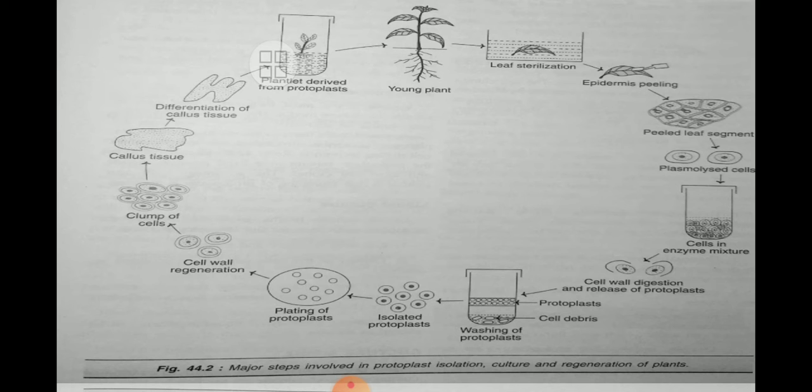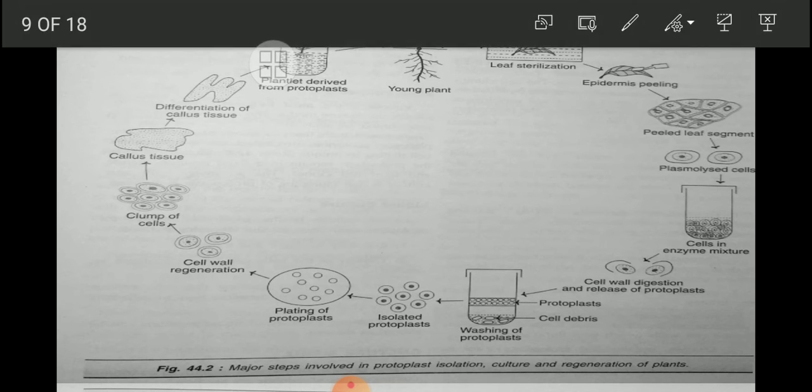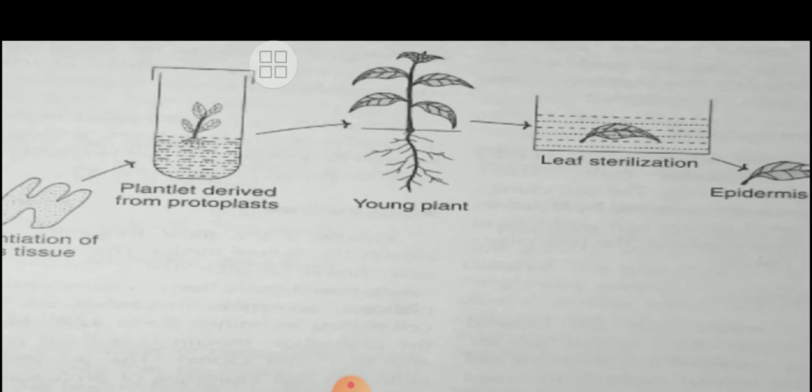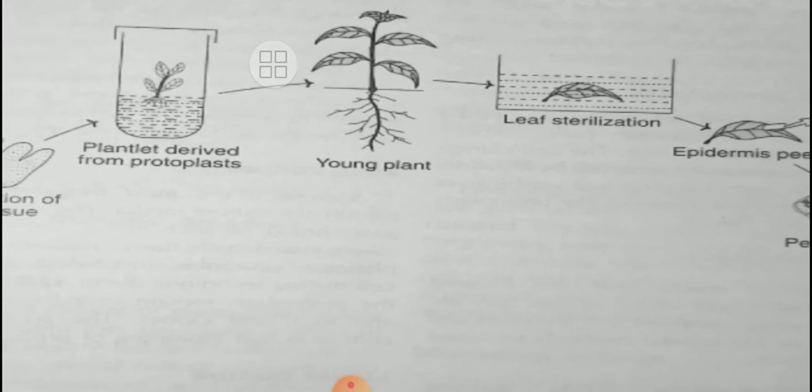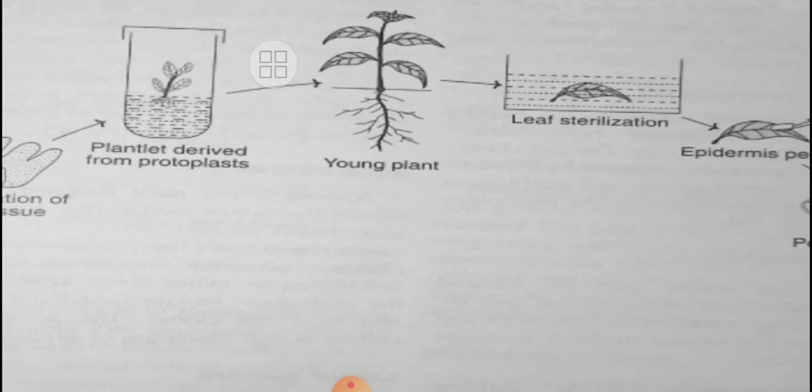Here, my friends, I will give you an idea. Here you will be able to see the procedure, what things are going to happen. First of all, we have taken the young plant, having the desired characteristics. We have taken the plant material, that is a leaf, but that material we have to sterilize first, because we have to grow this plant material in a culture medium in aseptic condition.